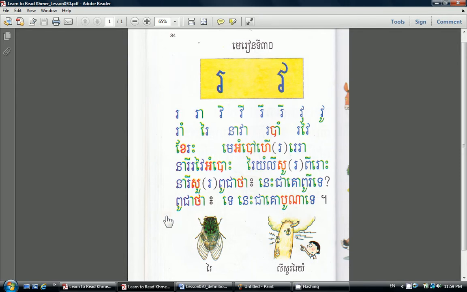Let's read this whole sentence together. This first picture reads Ray, which means cicada, and the second picture reads Luso Rayum, which means hearing the crying sound of a cicada. Now let's look at this lesson in more detail.